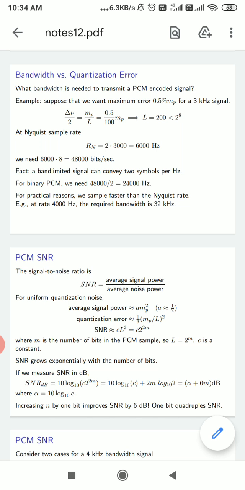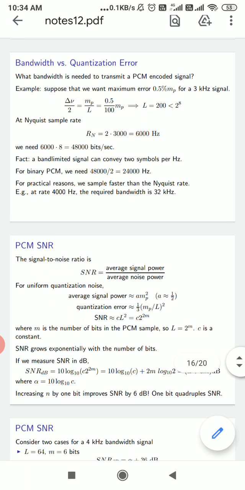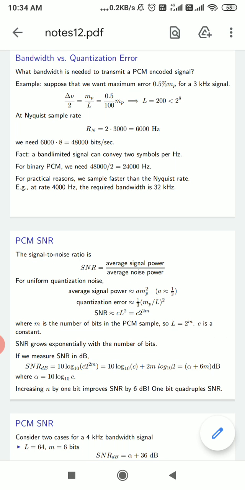Now, a band limited signal can convey 2 symbols per hertz. So for binary we will need half of that. You take 48,000 divided by 2 and you will get 24 kilohertz. For practical reasons we sample faster than the Nyquist rate. For example, at a rate of 4000 hertz the required bandwidth is only 32 kilohertz.